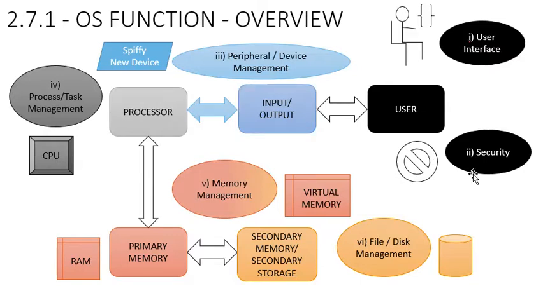The second role that the operating system has is that of security. It has the job of protecting not only user data but core parts of the system to make sure that it's not compromised or abused. So this area of responsibility is known as security.